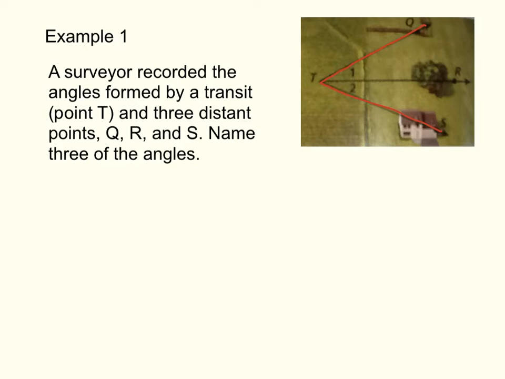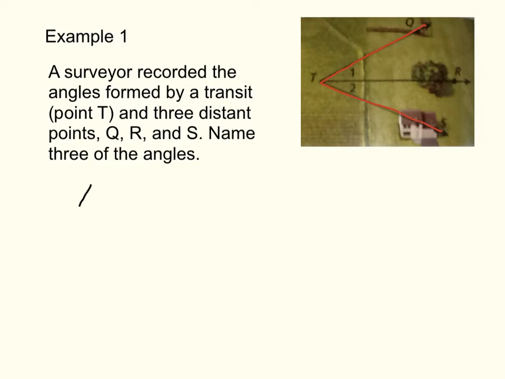We cannot call it angle T. Remember how we just said that we can name an angle by naming its vertex. The problem is, here you can't say angle T, because angle T could be the vertex of 3 angles. Therefore, we don't know which angle we're talking about. Angle T, the vertex, can only be named if it's only used for 1 angle. So we're going to have to use 3 points.